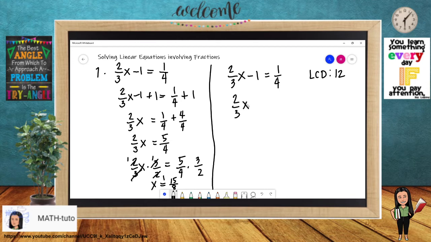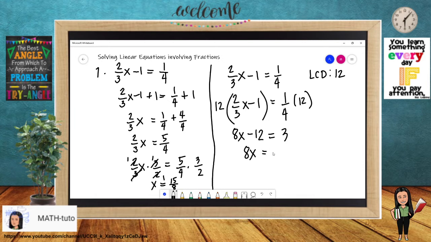So, 2/3 x minus 1 times 12. So, then, multiply natin siya sa 12. We now have 12 times 2/3 is 8. So, we now have 8x minus 12 equal to 3. So, nawala na yung mga fraction natin. Puro whole numbers na. And then, we apply addition property of equality to isolate x.